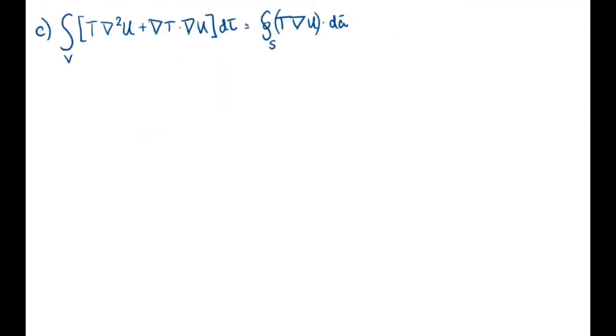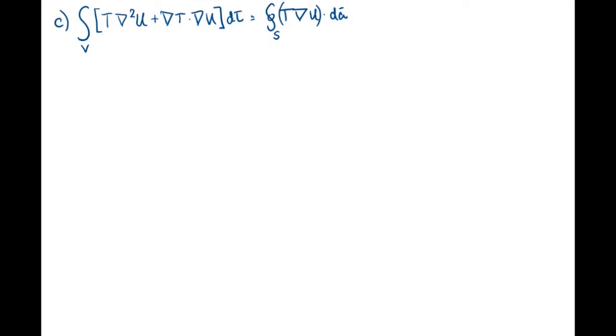Part C asks us to prove Green's identity, which is that the volume integral of t times the Laplacian of u plus the gradient of t dotted with the gradient of u is equal to the surface integral over a closed surface of t times the gradient of u dot dA. Again, we'll prove this with the divergence theorem using some vector v, which equals t times the gradient of u.